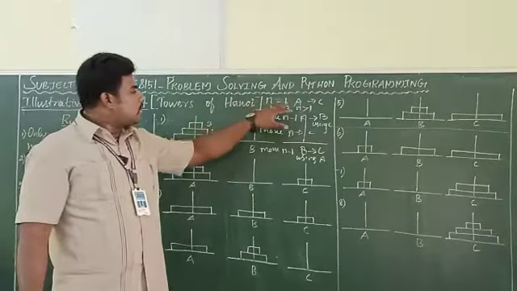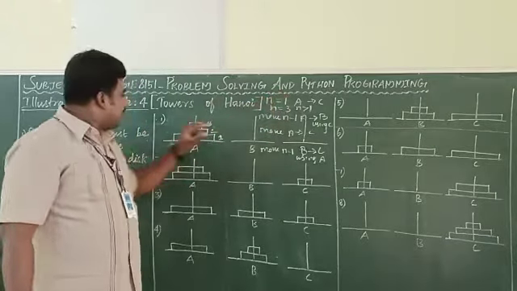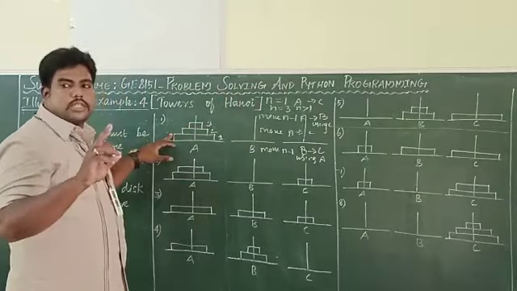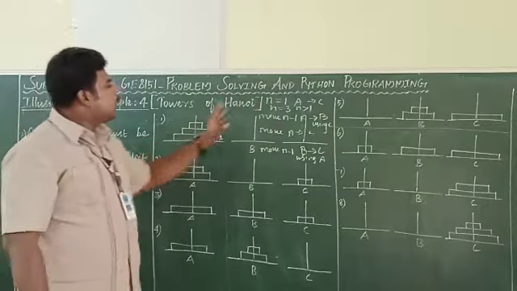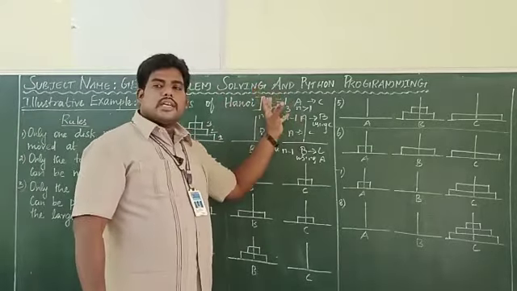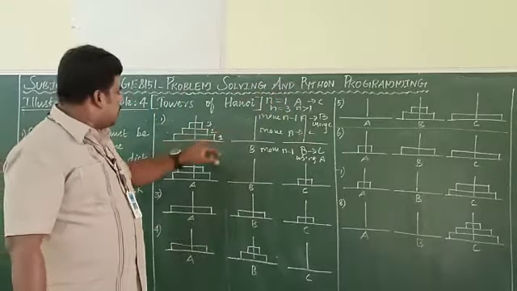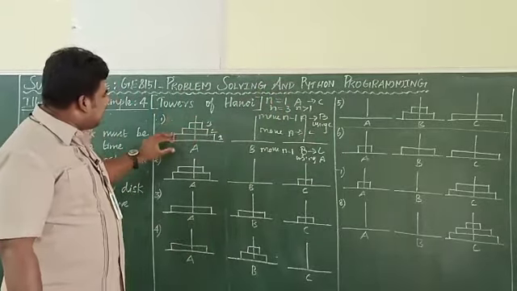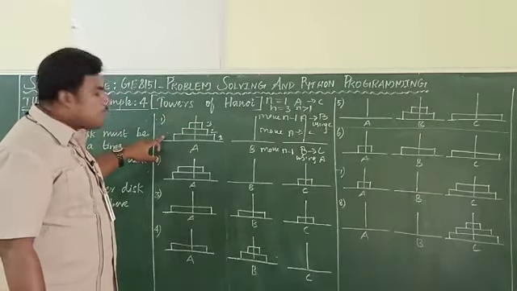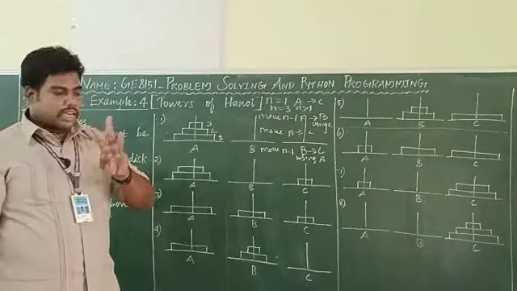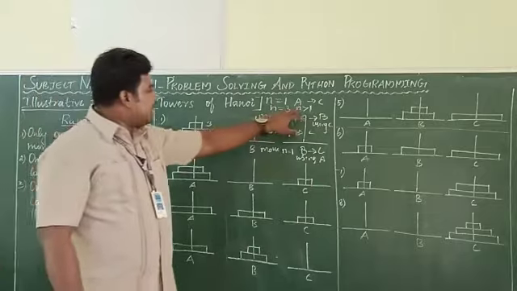The first one is n equal to 1, that means it has only one disk. If it has only one disk, just take the disk from A to C directly. Suppose the n value, the disk value, is greater than 1. Here how many disks are there? 3 disks are there, right? Here 3 disks. So n is greater than 1.